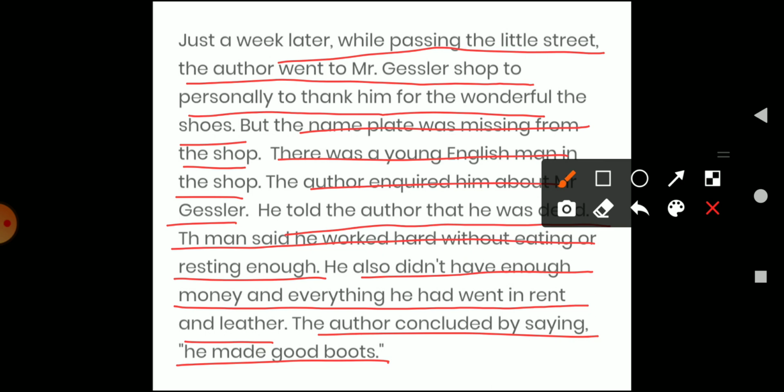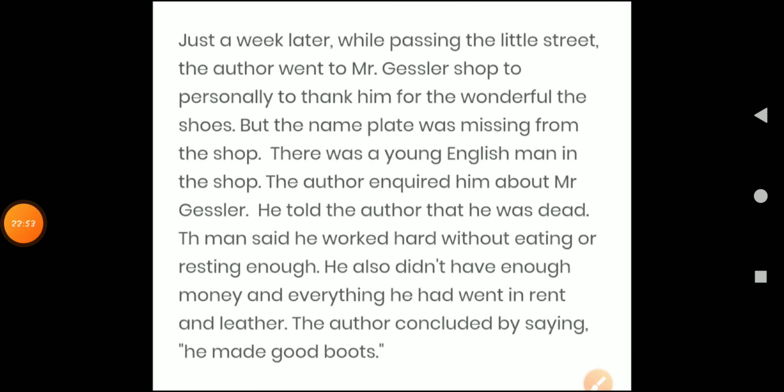He considered himself an artist, so he was more focused on the art form that he found beautiful and deeply satisfying. That is the reason he was more focused on shoemaking, and was not able to earn much, because he was focused on making good quality products. And at the end of the chapter, the author says that he was a good boot maker, that he made good boots. Who? Mr. Gessler. Okay, so here children, this is the end of the chapter.